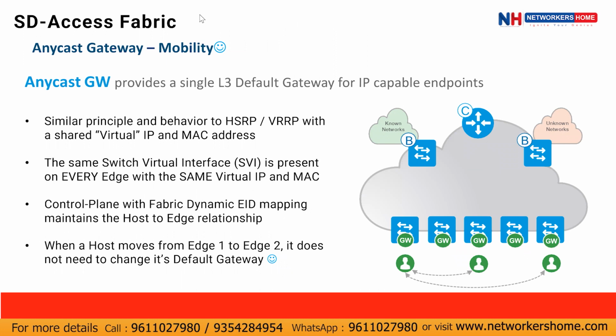Anycast gateway, we discussed this earlier. We just had this term used. Now, what is Anycast gateway? It's an interesting and very important term in SDA fabric. It provides a single L3 default gateway for IP capable endpoints. What does this mean? Consider I have an SVI. SVI is L3, right? So if I have an SVI of VLAN 3 with the IP address of 3.2.2.1.